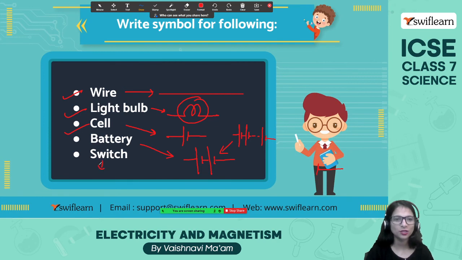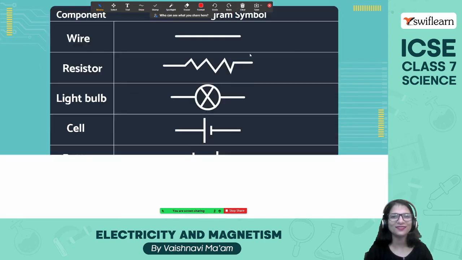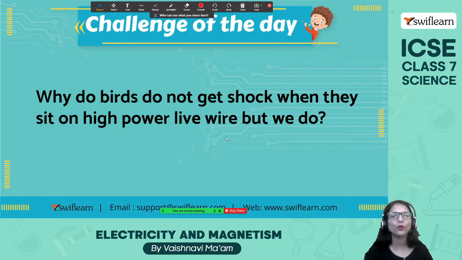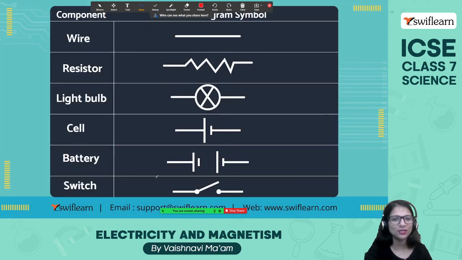Coming to the switch, the symbol for switch, this is for open and this symbol is for closed switch. I hope you have made the same, right everyone? Great job everyone. So this is the open switch. If you are asked to make the closed switch, you can make this. Closed switch will require this part to be closed up. This is battery, cell, light bulb, you can use this as well. Or this resistor is this one, wire.